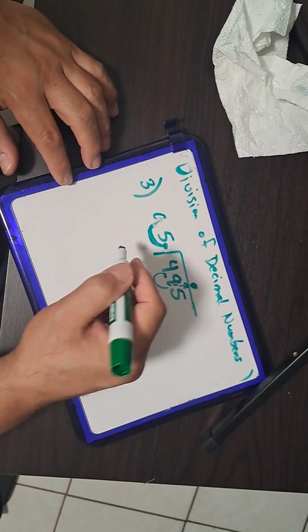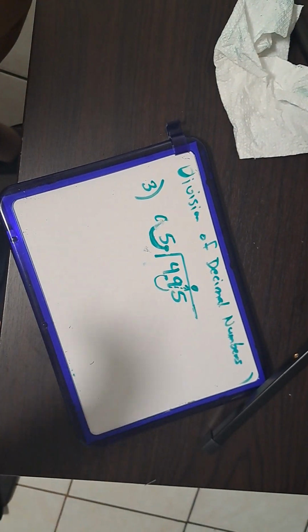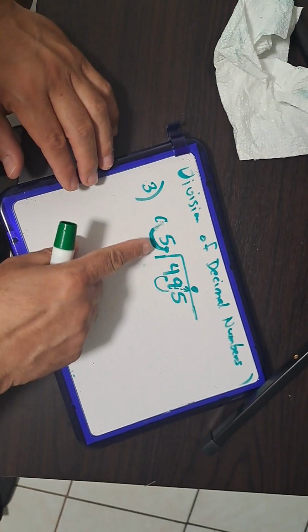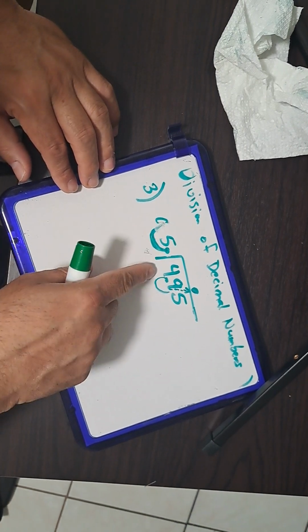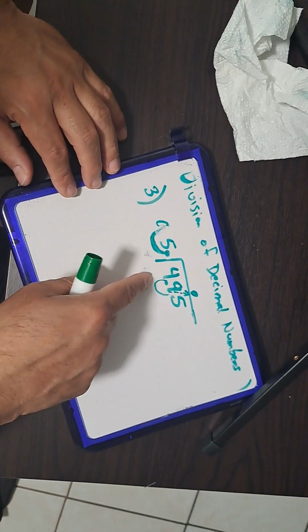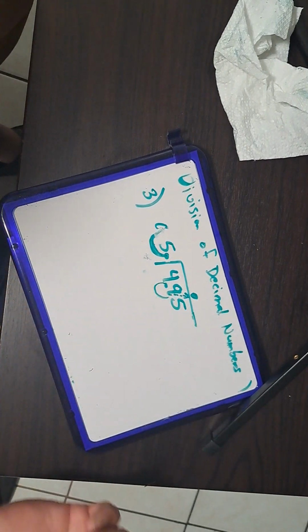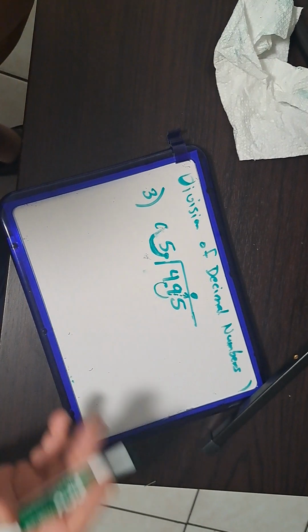So now, once I do that, I start dividing like I know how to divide using the first step. The first one is ask how many times can you fit the divisor into the number inside. Then you're going to multiply, then you're going to subtract, and then you're going to pull down the number. So the same steps all the time.